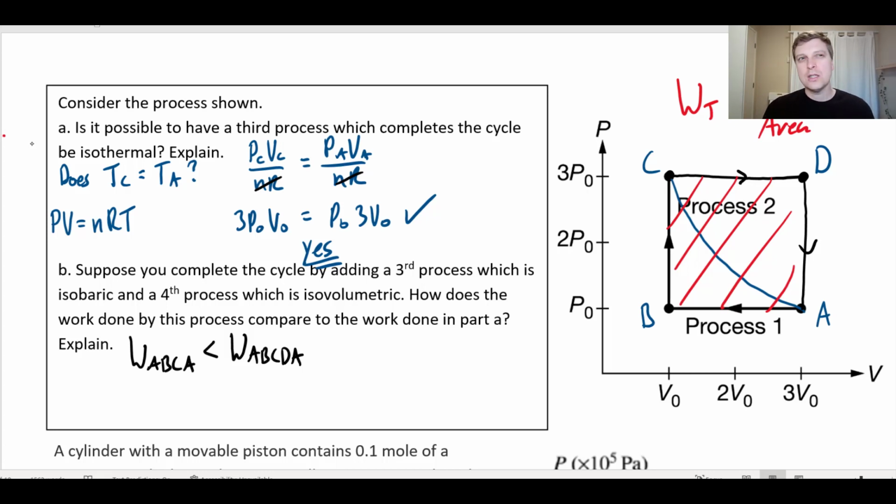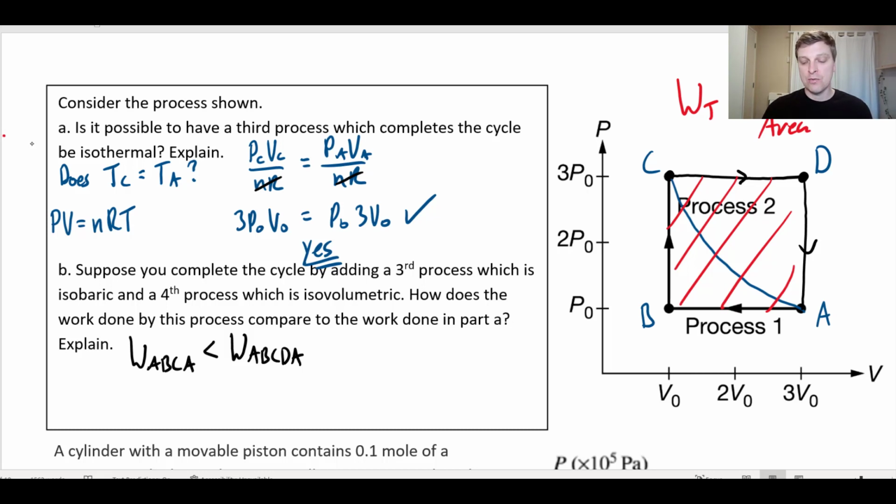Now, it's worth considering, if I start and end at A, my change in internal energy is the same, so then how is it that I'm doing more work? Well, just consider that this step right here, let's focus on process 1 is going to be the same, process 2 is going to be the same for both of these things.